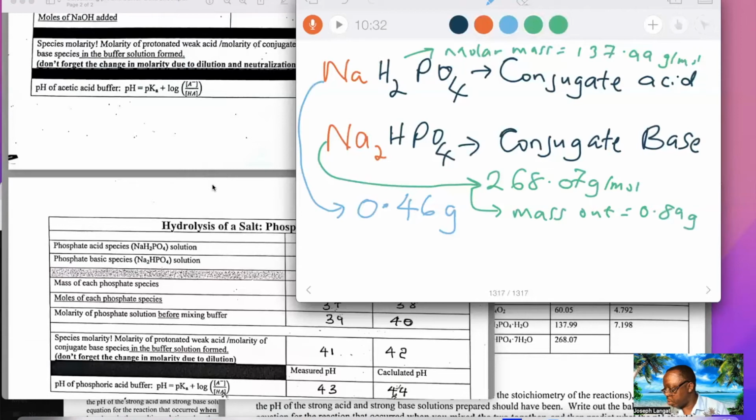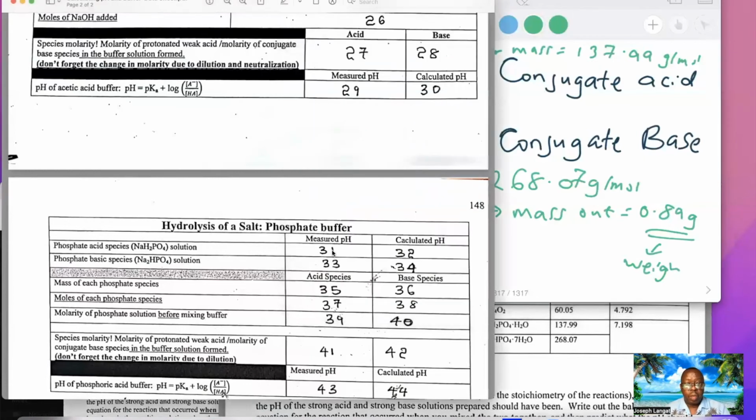0.89 grams. This is what you have to weigh. We need this information beforehand, it is in the background. I had to read it from the lab manual. Now, the pH. Now, calculate the pH of the solution.